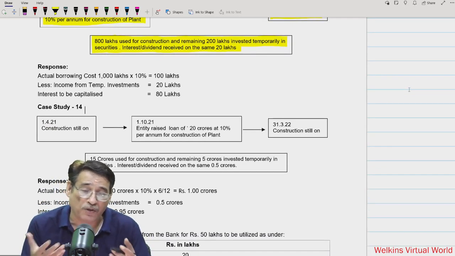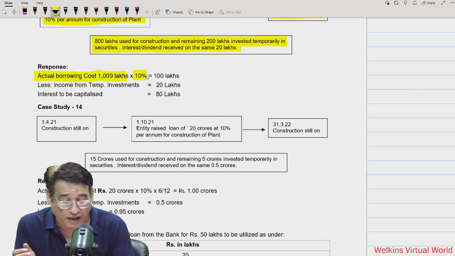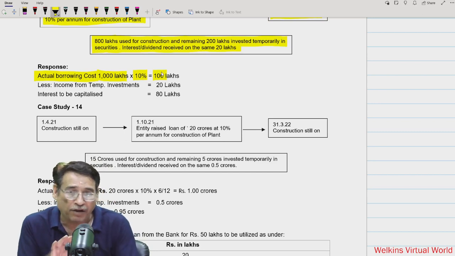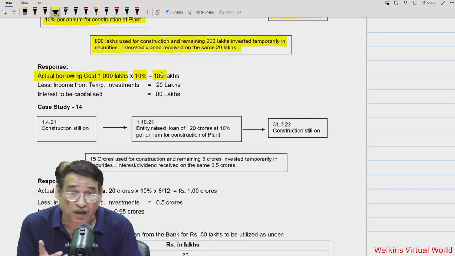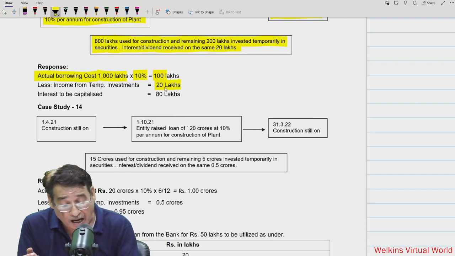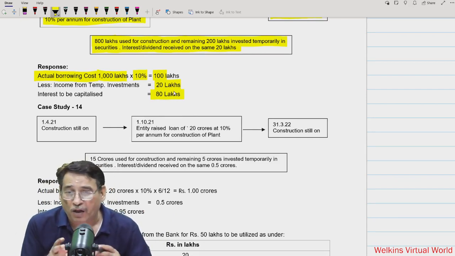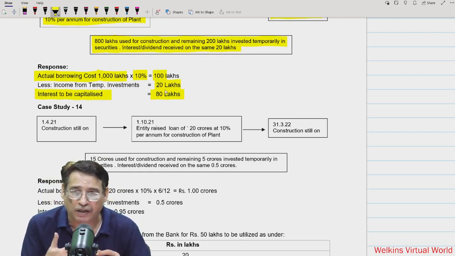So how much am I going to capitalize? The actual borrowing cost: 1000 is the amount of the loan and the rate of interest is 10%, so 100 lakh is my interest charge for the year. However, because some portion of the loan was invested in securities and from there I earned an income of 20 lakh in the form of interest or dividend, I will subtract the same to find out what amount I am going to treat for capitalization. So the interest to be capitalized is 80 lakh, because this is the net interest expenditure for us. During this entire phase, this particular asset is under construction, so the net interest of 80 lakhs will be capitalized. Is it clear to you or not?